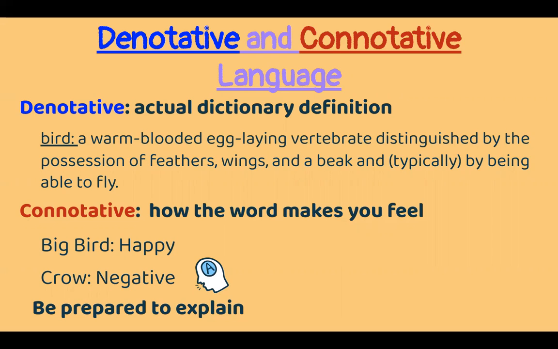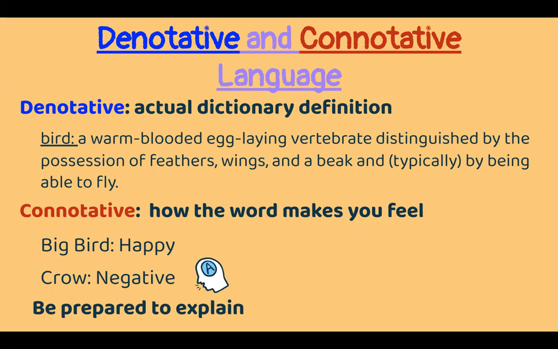You've got the denotation of a bird, which is a warm-blooded egg-laying vertebrate. You have the connotation. If I said Big Bird, now it's not just a bird, but it's Big Bird, which now makes me feel happy because, ooh, I used to watch that when I was younger, and that reminds me of a happy time, etc. So a reader is going to bring their own experiences to these 2 words, and they're going to pack more of a punch.